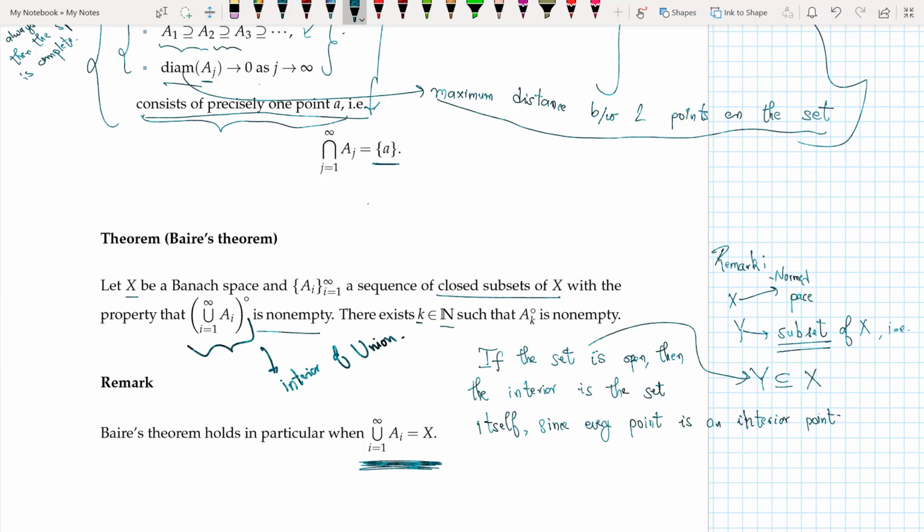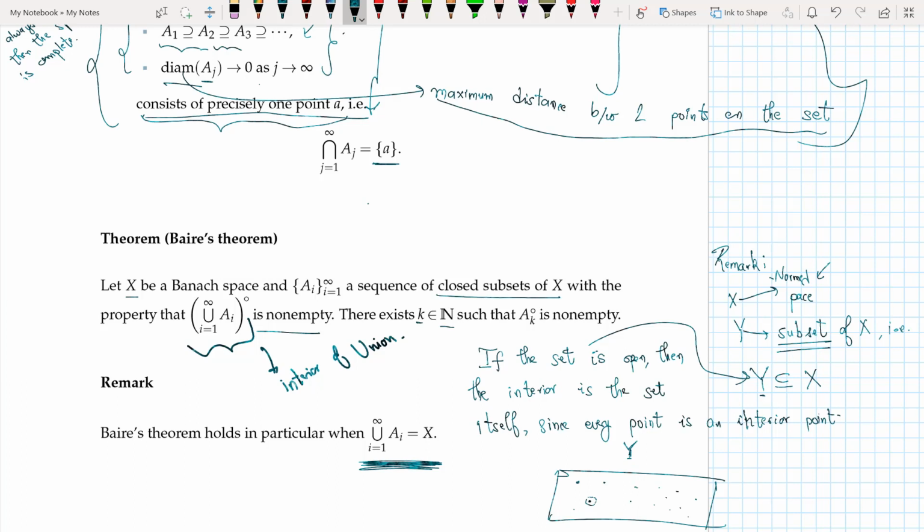If I have X as my normed space and Y is a subset of X, by the interior of Y I mean the set of all interior points of Y. What are those interior points? Let me draw a small picture. Here I have my space Y. The interior of Y is the set of all interior points. When do I call a point an interior point of Y? When, if around that point I can draw a ball of radius r, and that ball completely lies within Y, then I say that this point is an interior point of Y. And Y is open if every point is an interior point of Y.